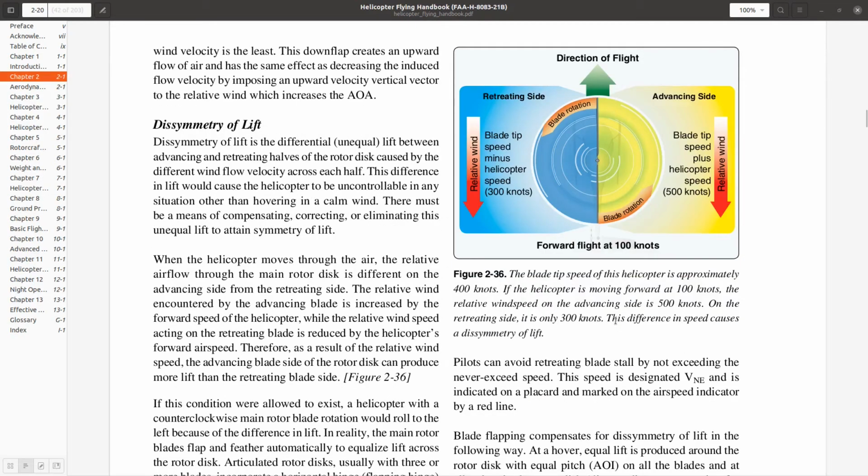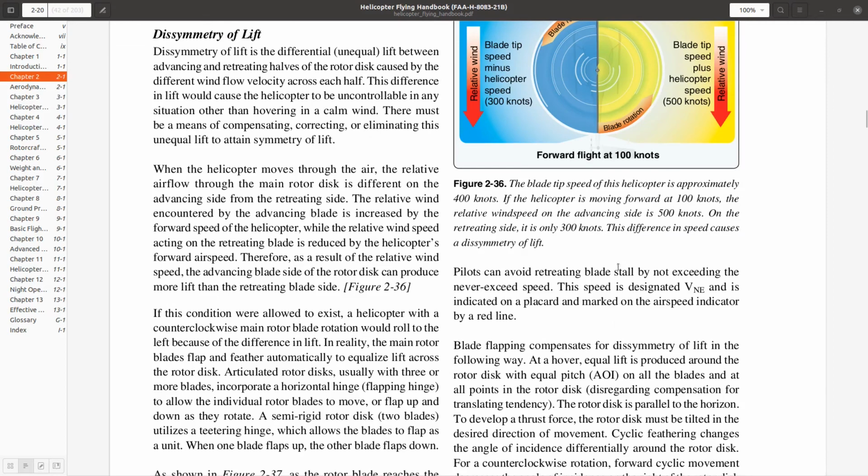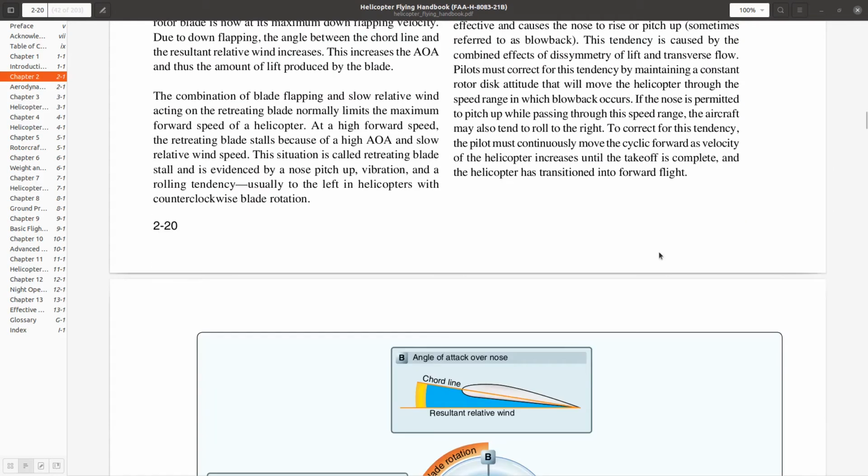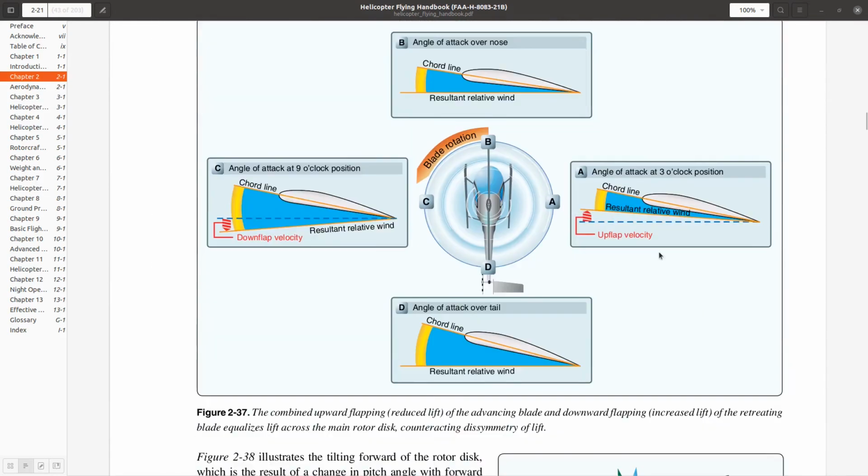Well, tuck up in this case. But those are the kinds of things that happen in a helicopter. So how do we keep that from happening?